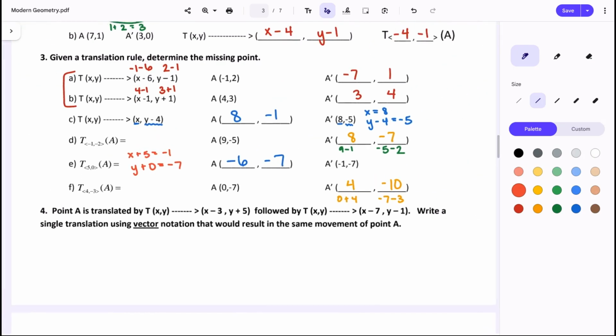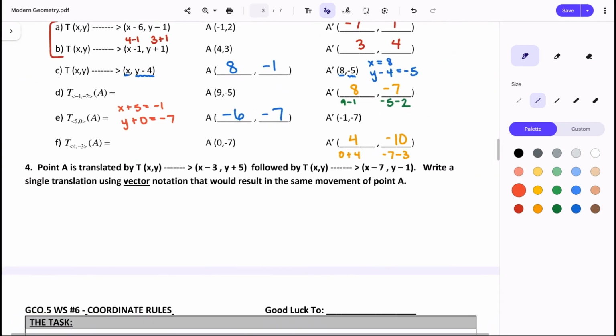Okay, last problem we have here says that point A is translated by the coordinate rule x minus 3, y plus 5, followed by another translation of x minus 7, y minus 1. Write a single translation using vector notation that would result in the same movement. What are we going to need to do here to get one single vector? Any ideas, group?